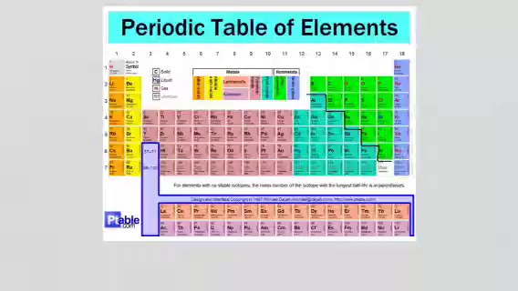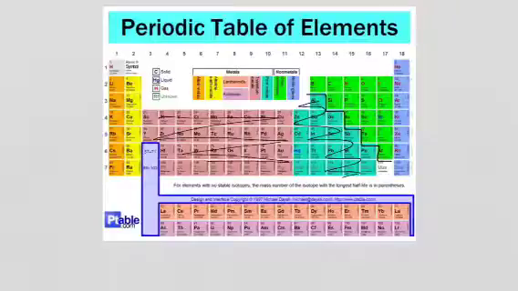Everything on the left side of the staircase, so all of this, and all of this, these are considered metals. The only one that's on the left that's not a metal is this guy right here, hydrogen, the first element in the periodic table. There's a reason that hydrogen is there. We're not going to talk about it just yet. We're going to wait till we learn about protons, electrons, and neutrons before we do that.